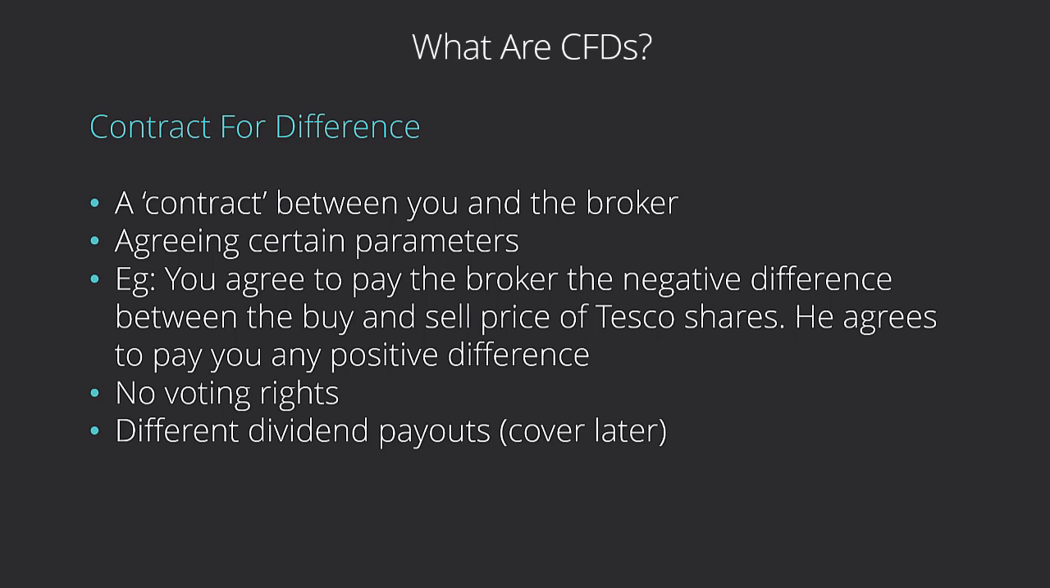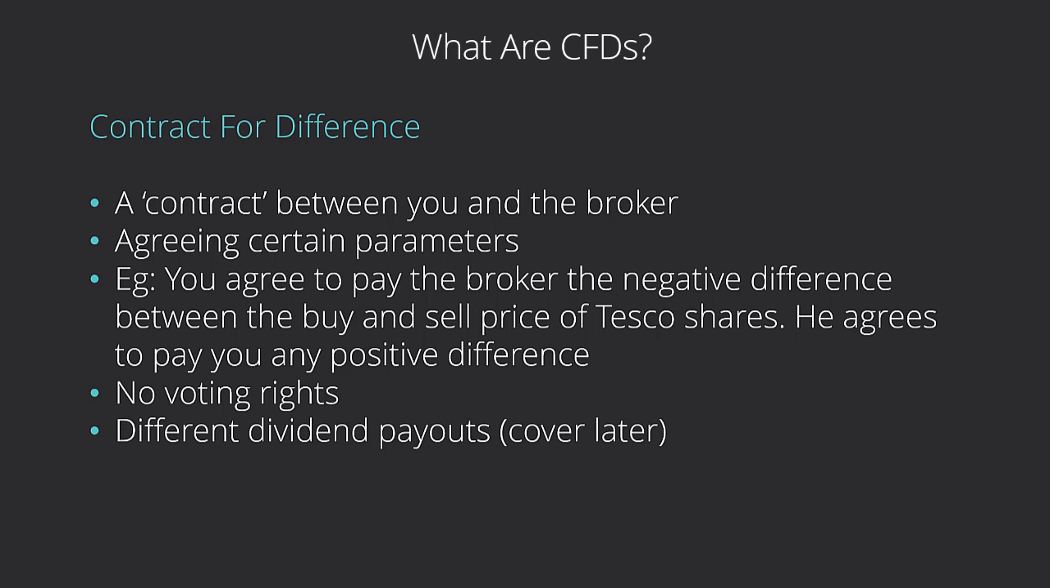We'll go into a lot more depth of this, but just broadly speaking, let's get a grip on exactly what it is. So it is an actual contract, and basically you're saying, for example, if you want to buy a bunch of Tesco shares, instead of buying the Tesco shares, you're basically agreeing with your broker that if he buys these shares for you on your behalf, you will pay the difference between the price that you buy them at and the sell price if that's a negative difference, and he will agree to pay you the difference if it's a positive difference between the buy price and the sell price.